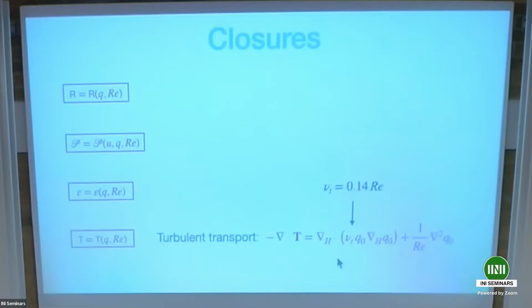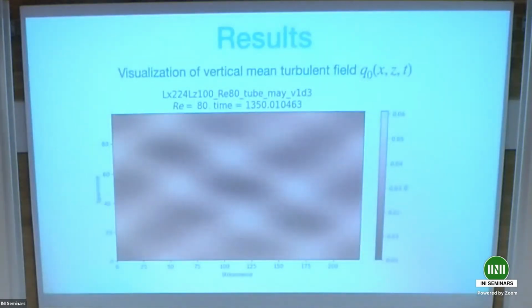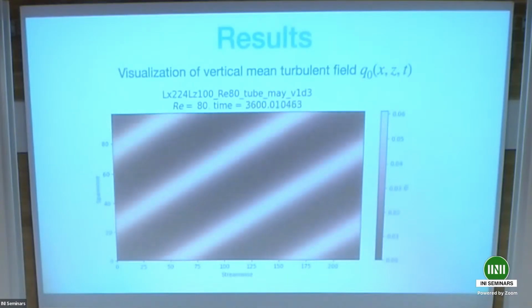And then for the turbulent transport, we just use the gradient diffusion hypothesis, and we take the turbulent diffusivity to be proportional to Reynolds number. These are pretty standard things. And then you just project on the Navier-Stokes and you simulate. What you're seeing is the turbulent field. There are no fluctuations here. You can add multiplicative noise to model the turbulent fluctuations, but there are none here.